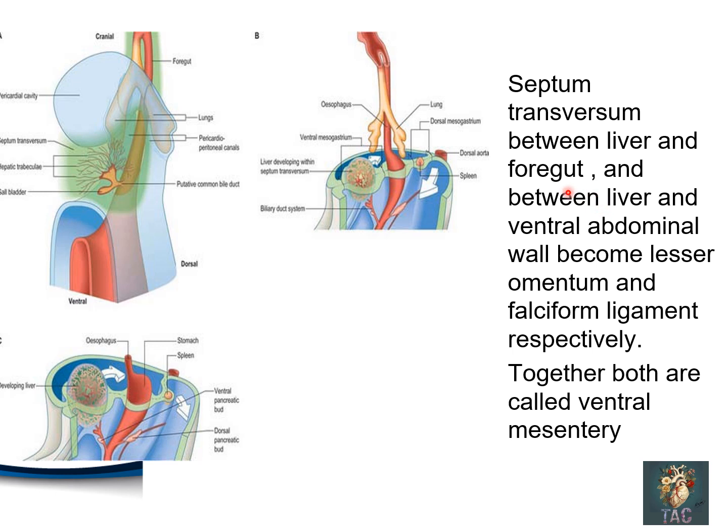The septum transversum is present between the liver and the foregut. In this diagram, you can see this is the septum transversum which will form the ventral mesentery, and it is forming between the liver and the foregut, and the liver bud divides the septum transversum into two. This green color area shows the septum transversum. So the area of the septum transversum which is present between the liver and anterior abdominal wall will form the falciform ligament, and the area which is present between the developing foregut and the liver will form the lesser omentum. Together, both of these are collectively called the ventral mesentery.